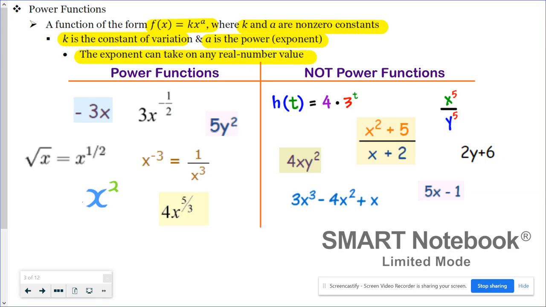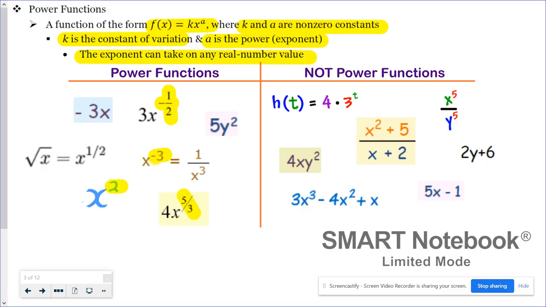So what does that mean? Well, taking a look at our examples of power functions, one exponent is 2. 2 is a real number. Here we have an exponent of -3. Here we have an exponent of 5/3, -1/2. So basically, when they say any real number value, they mean positive, negatives, both are okay. Integers, whole numbers, fractions, decimals, those are okay too, right?